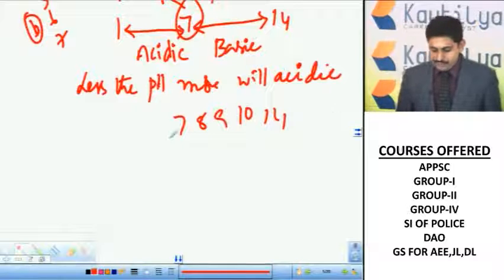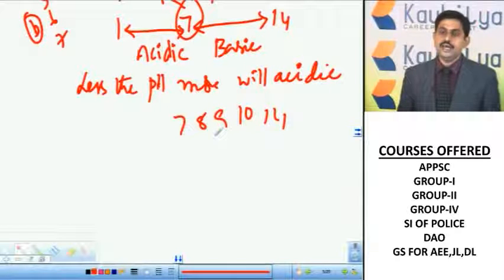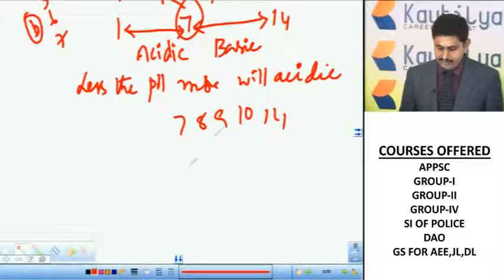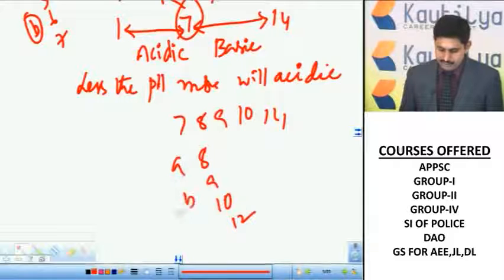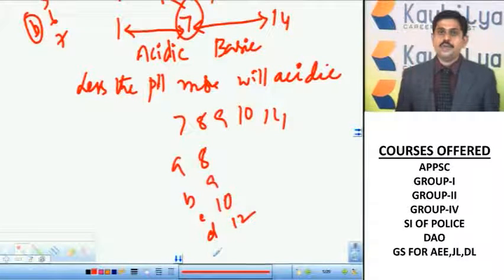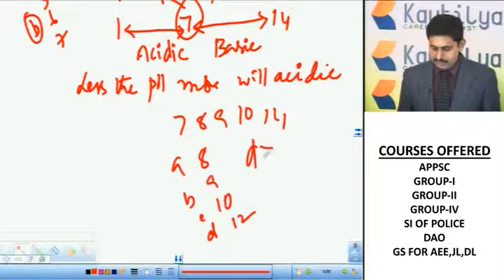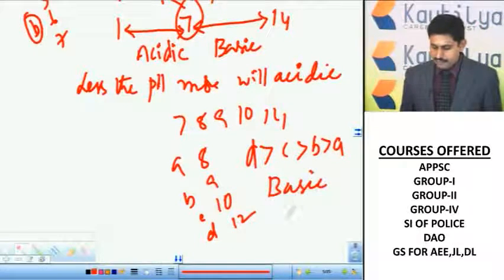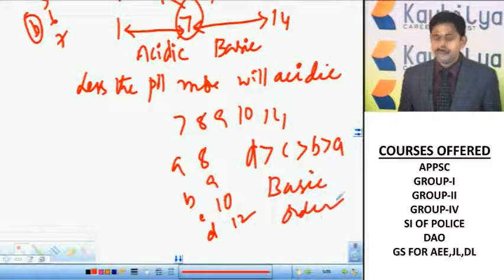If the pH from 7 to 14 increases, then the basic character increases. Say for example 8, 9, 10, 11, 12. Okay, so A, B, C, D. Which has the most basic character? D has the most basic character, that is D is greater than C, greater than B, greater than A. This is the basic order. So D has more basic character than C, then B, then A, because as the pH increases, basic character increases.